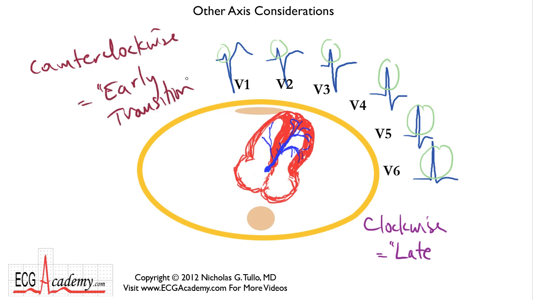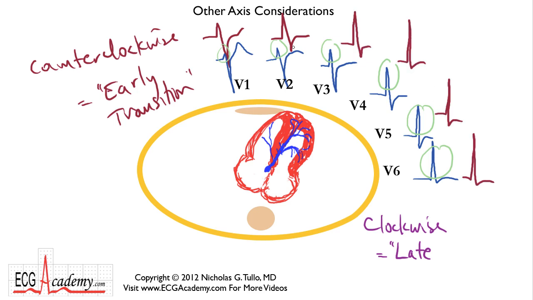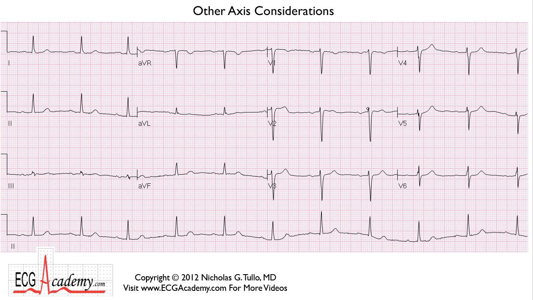This looks like you may have a tall R wave in V1, but then you have an R wave that's bigger than the S wave in V2, and this R wave remains large for the rest of the precordium. This is known as early transition, or counterclockwise rotation. These are often variants of normal, but it's often seen in people with conduction system disease like left anterior and left posterior hemiblocks. So here's an example of late transition.